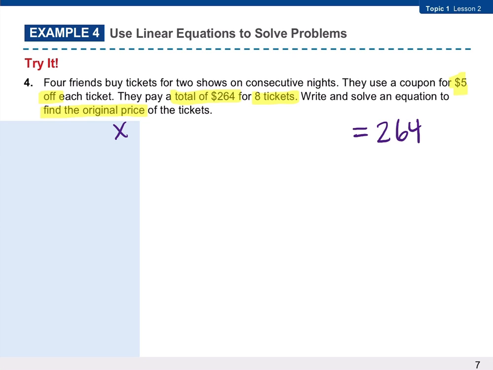And I have 8 tickets. And how much did they cost? They cost x. We don't know the original price. But we do know that they got $5 off. So x minus 5. If they got $5 off, we're going to take away 5. But we didn't just buy 1, right? We bought 8 of them. So we could add that up 8 times, or I could just multiply x minus 5 by 8. So I have x minus 5, 8 times, and that's going to be equal to 264. So go ahead and set your equation up to solve and look for x.